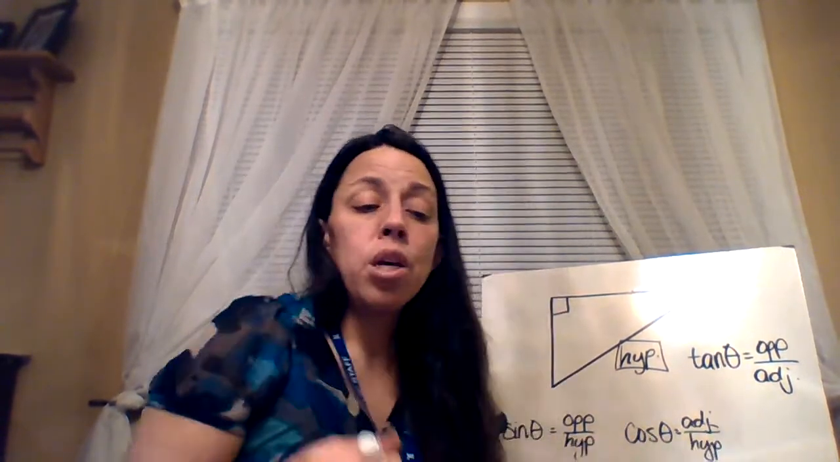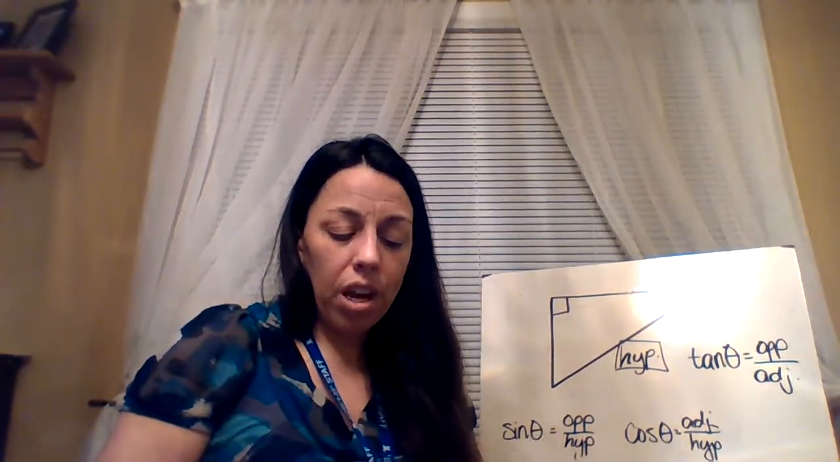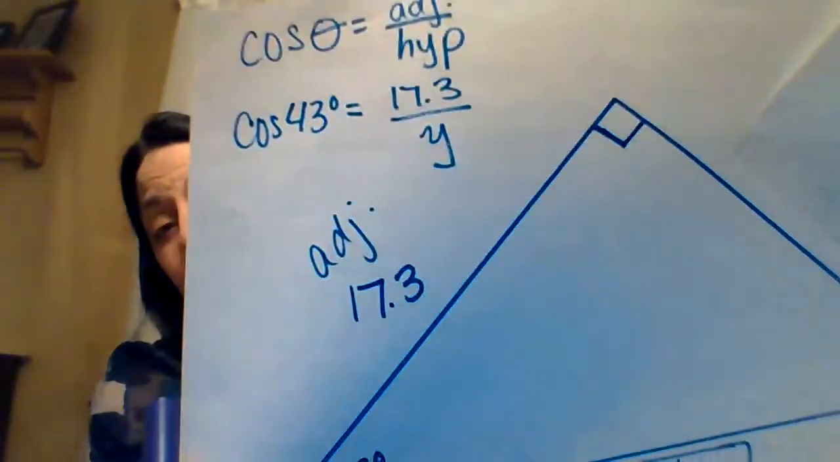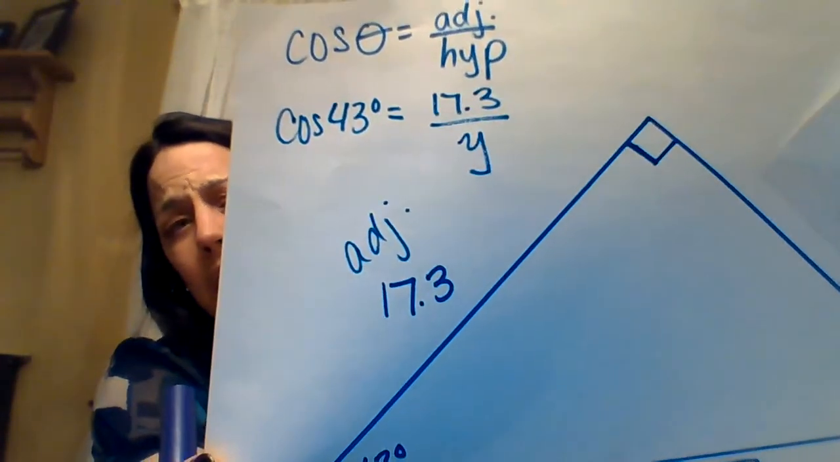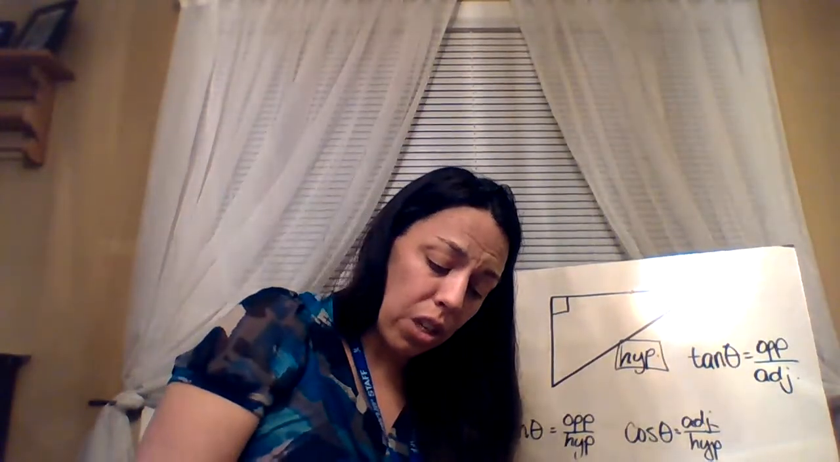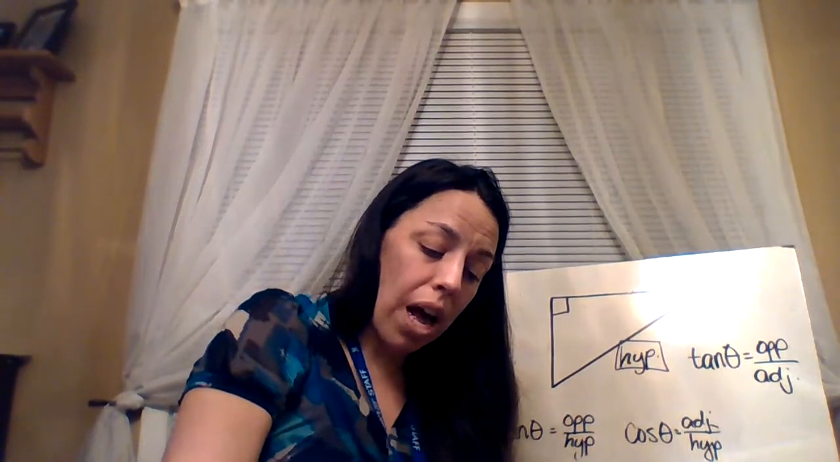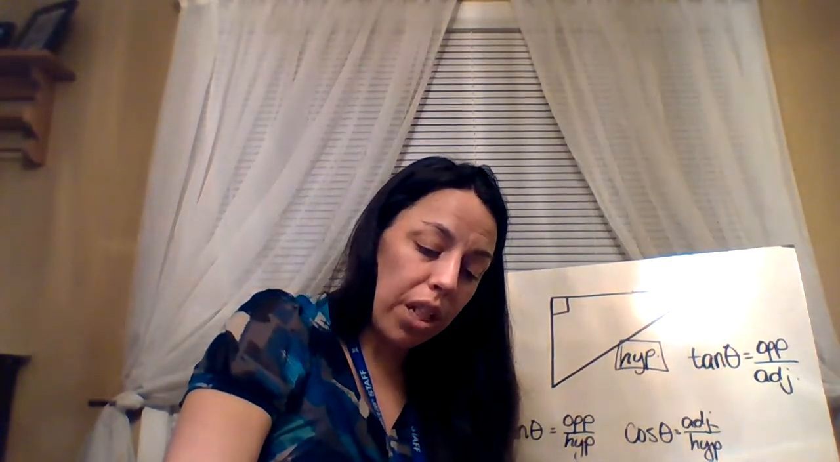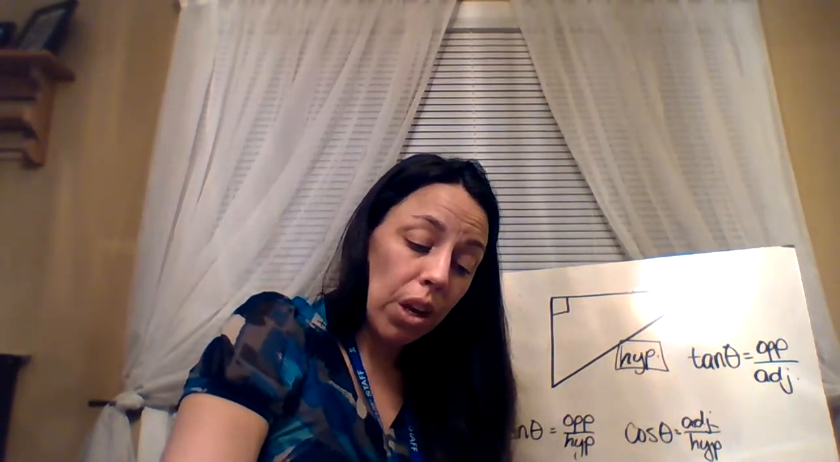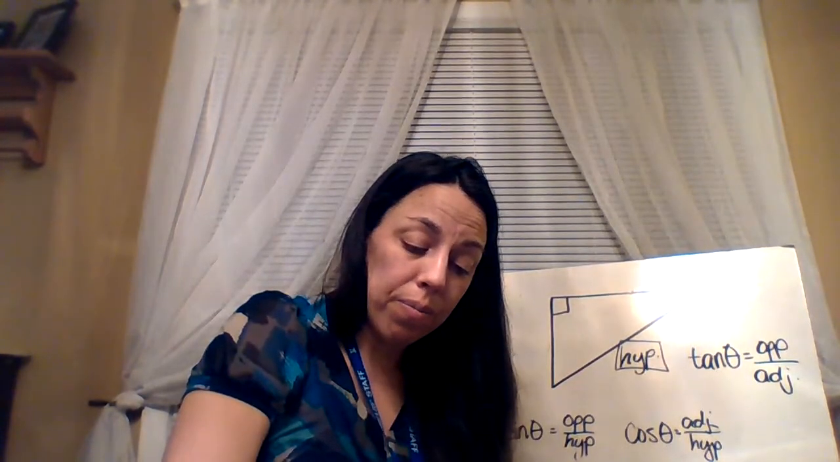Please remember, and I've said this several times, and it's okay for you to write this in your notes. The unknown is in the denominator. If the unknown is in the denominator, I am just going to switch the spot of those two to help me solve this. And so y will equal 17.3 over cosine of 43.